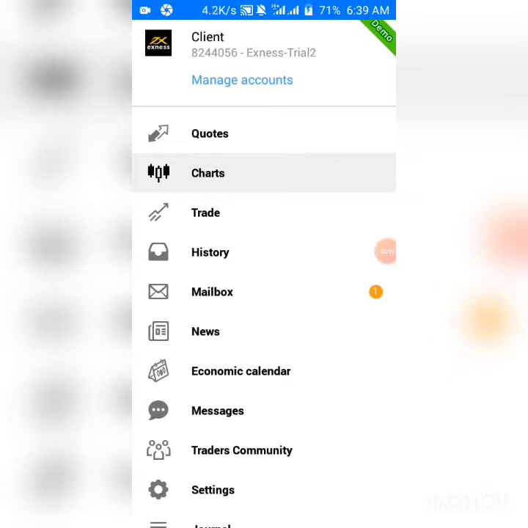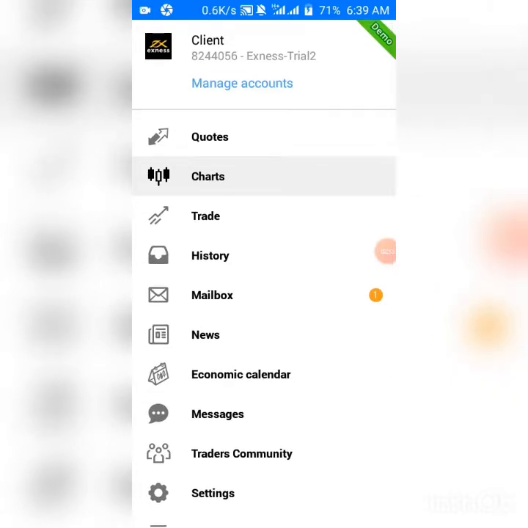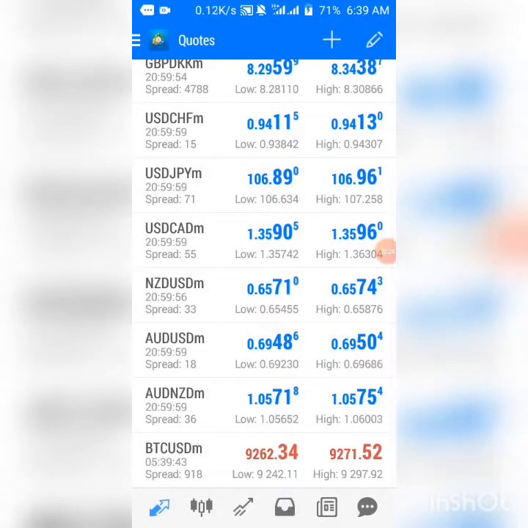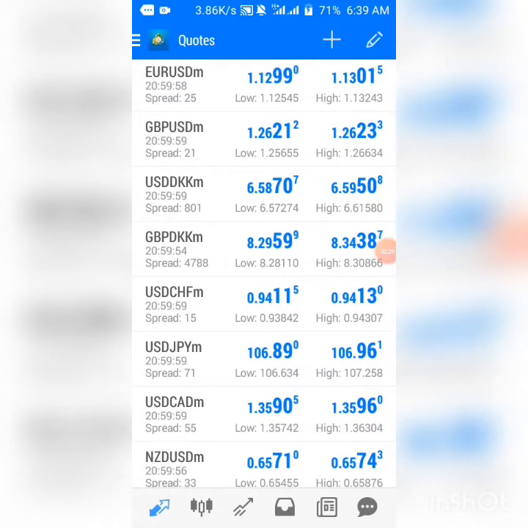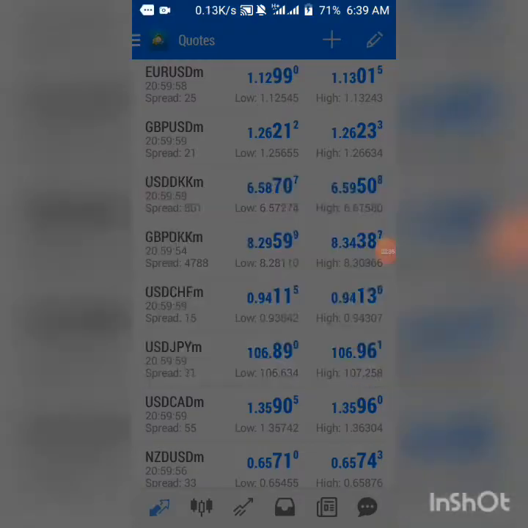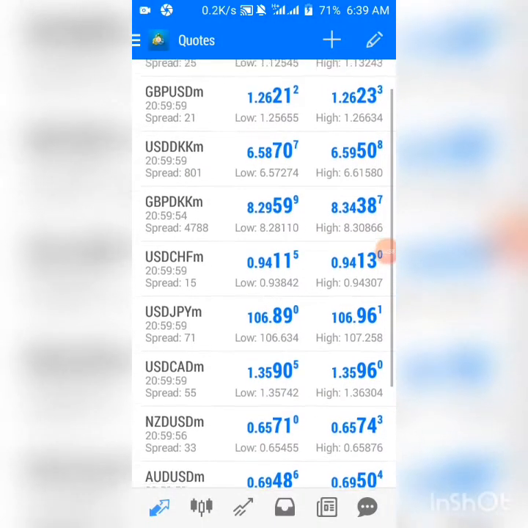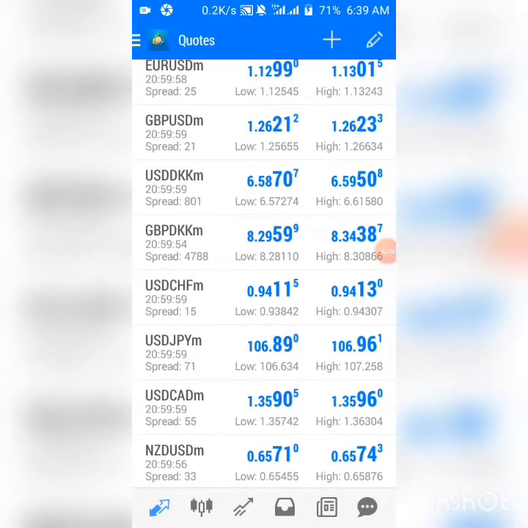Right on my screen I have a demo account with my broker Exness, and on the demo account you have quotes, and on the quotes the first asset is Euro USD. You have Euro USD, you have GBP USD, that's cable.